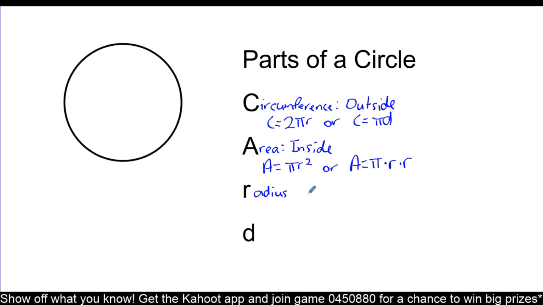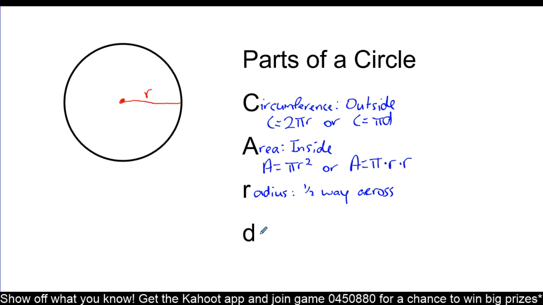That's the r in our formula. That's half way across. That's a radius. And then we can draw that in whatever color this is going to be, red. That's a radius. Okay, so it's from the center of the circle to the outside, so halfway.